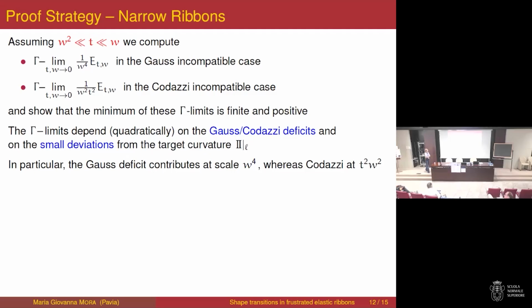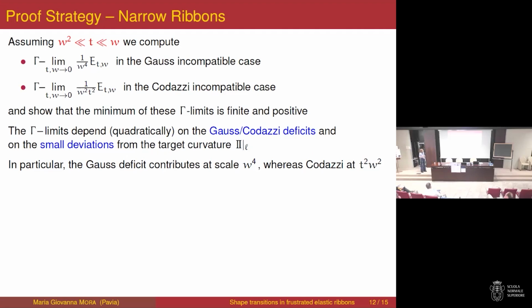Okay, so I just wanted to say a few words about the strategy of proof and the ingredients of the proof, and then I have a couple of slides about conclusions and open questions, so I think it's fine. Okay, so proof strategy. First of all, for narrow ribbons the analysis is a bit simpler because we don't have to deal so much with the isometry constraint. Narrow ribbons for us means that T is in between W squared and W.